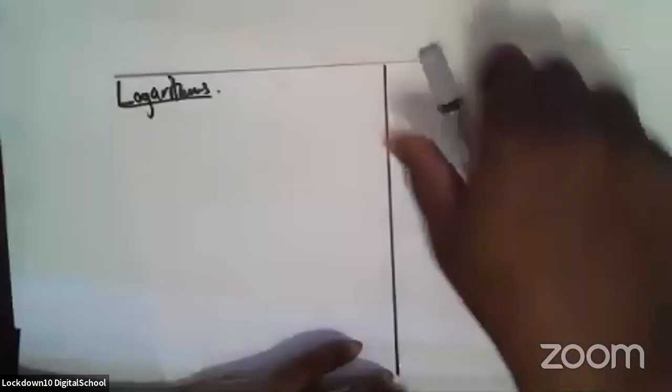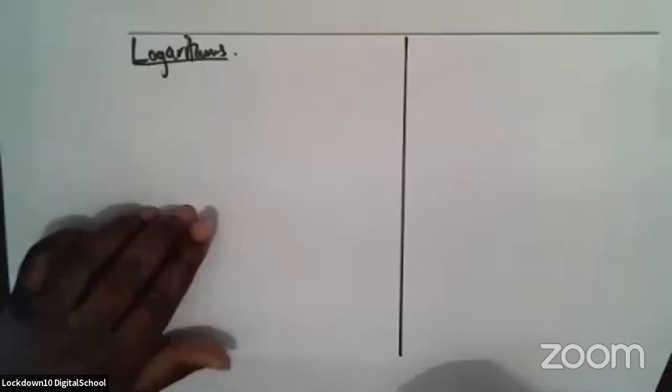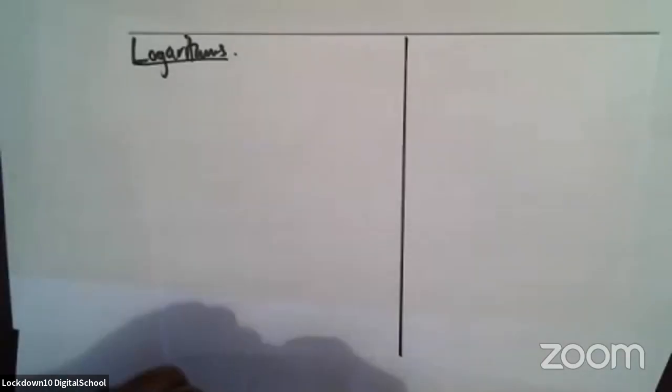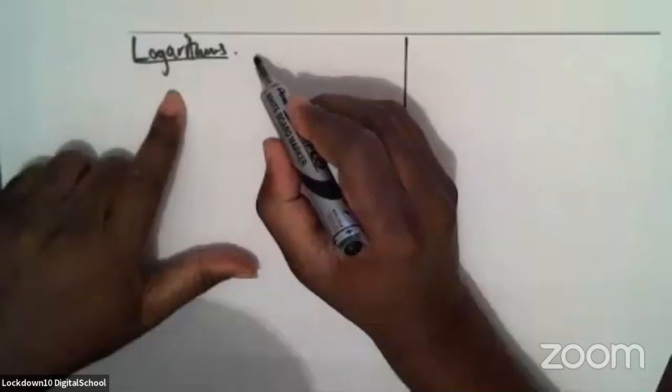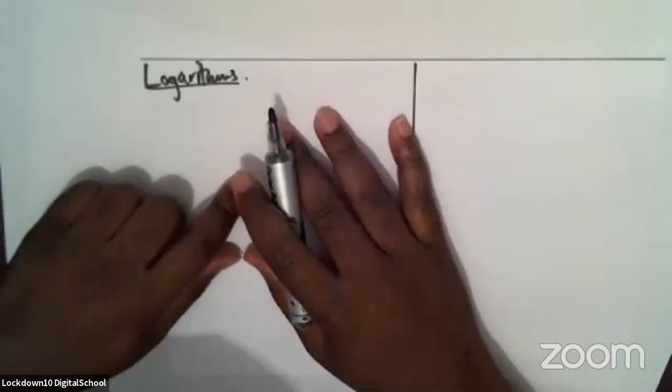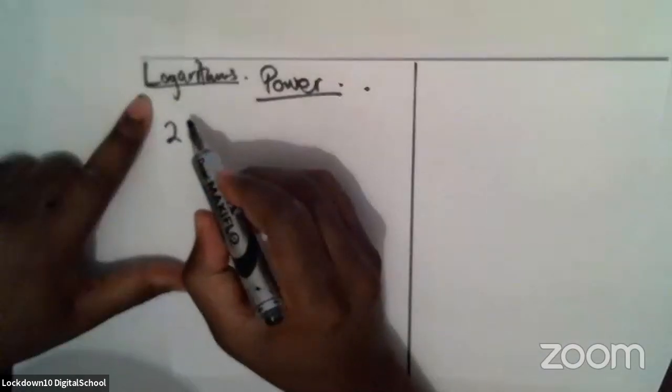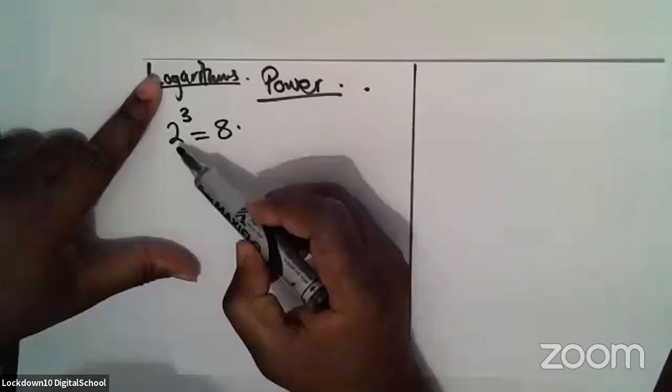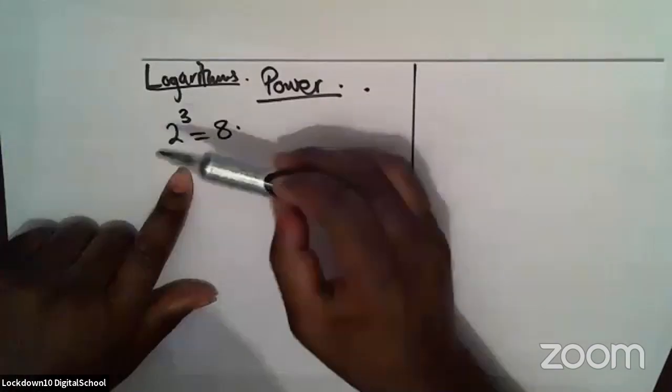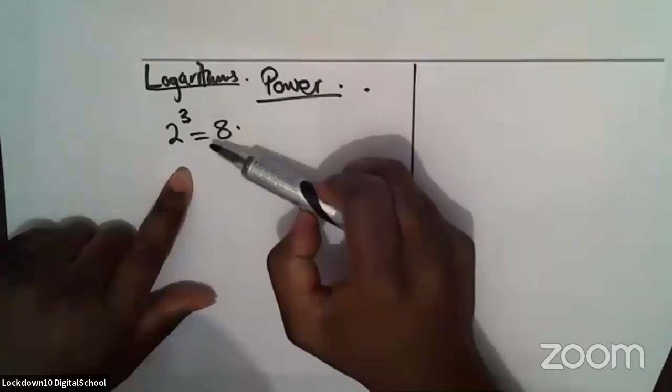All right, so we're continuing with logarithms. Yesterday, just a recap, we said a logarithm is a power. A logarithm is a power, right? If I say 2 to the power 3 is equal to 8, then the power of 2 that gives me 8 is 3. That is what we said yesterday.